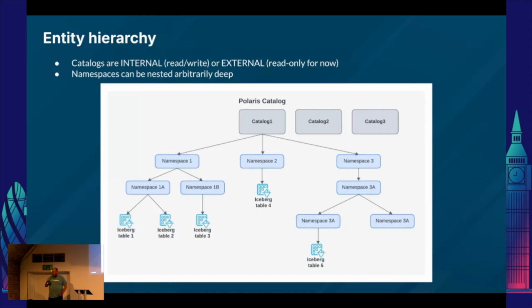Something which is a little bit special for Polaris is the fact that you don't have a single catalog in a Polaris instance. You can start one Polaris instance, and this Polaris instance supports multiple catalogs. So you can imagine having one catalog for analytics, another catalog for ML, for machine learning, for instance, stuff like that, but managed by a single instance.